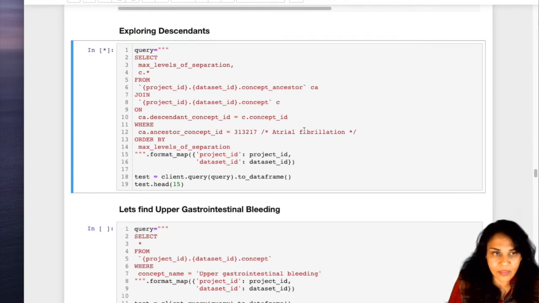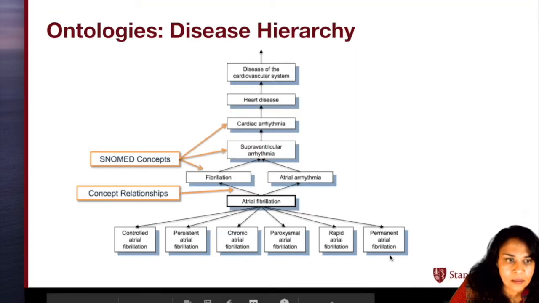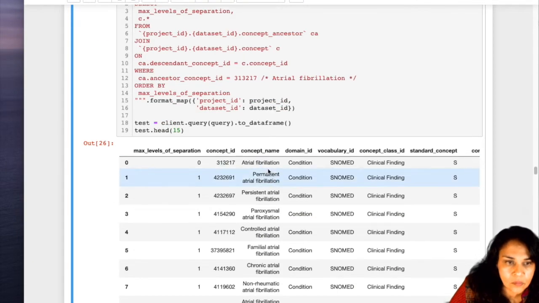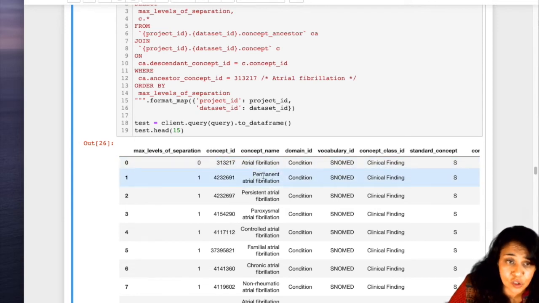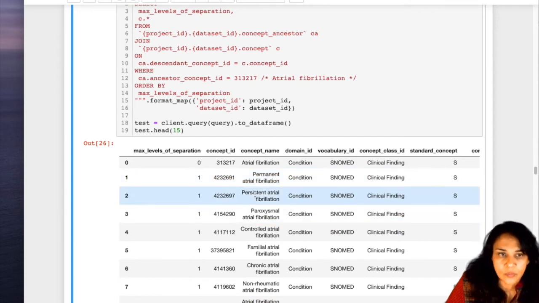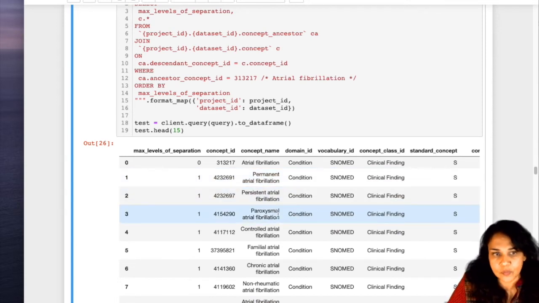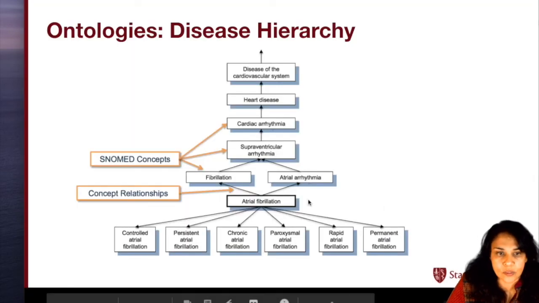So let's go ahead and run that. And we should be able to get all of these. Okay, so here you see atrial fibrillation maps to atrial fibrillation, level of separation 0, but then here are the others, all separated by one level of separation: permanent atrial fibrillation, persistent atrial fibrillation, proximal atrial fibrillation, etc. And this is exactly what you will see here.